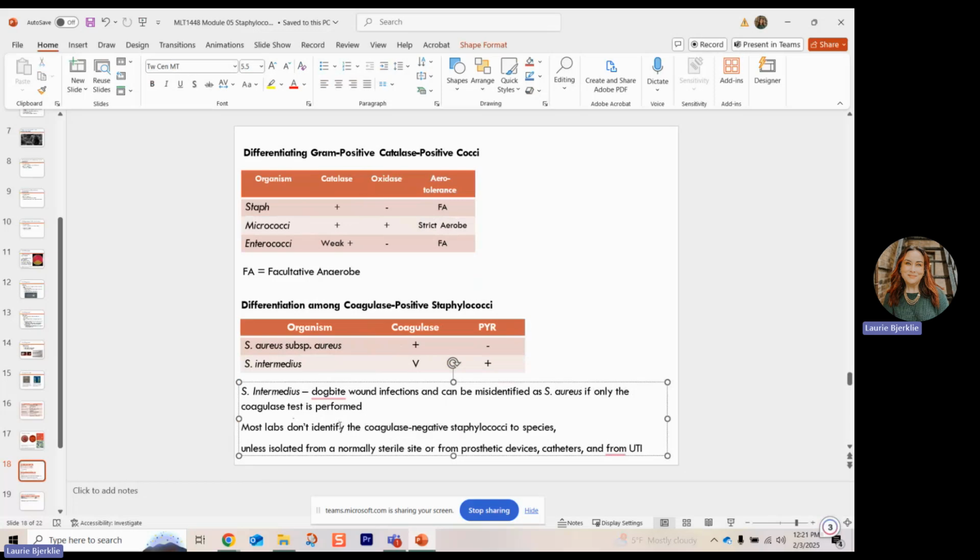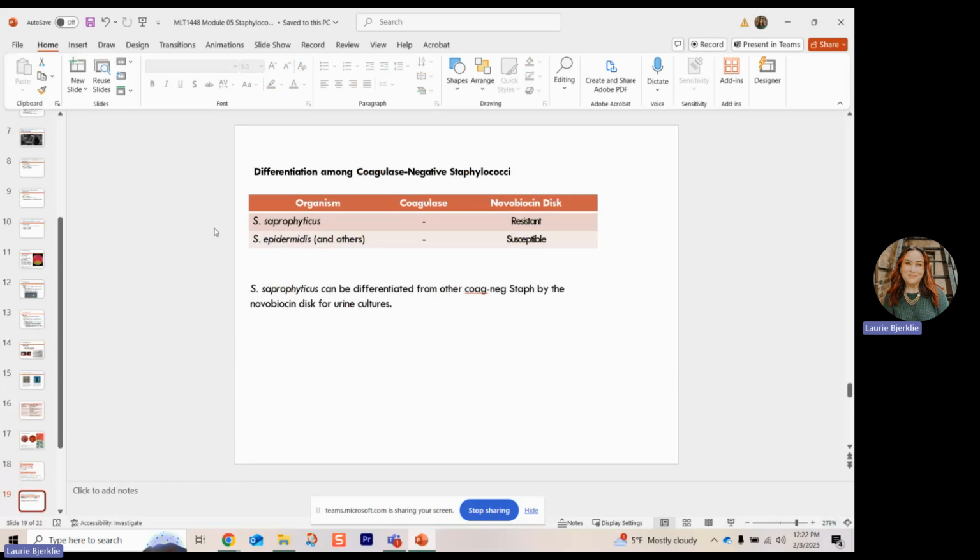Typically, unless you definitely need to see if it's coming from a sterile site. So urine, anywhere that you might have put a catheter or prosthetic device where you should not be having bacteria, we do want to identify down to the species for sure. And so you have what we call the coagulase negative Staph, meaning all the others besides Staph aureus, which is coagulase positive.